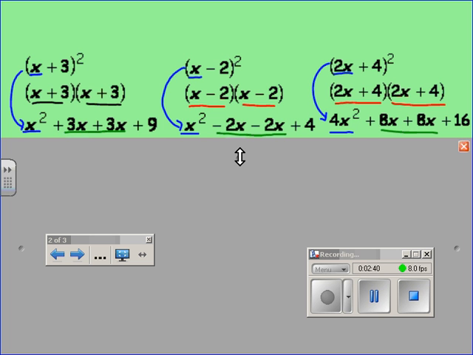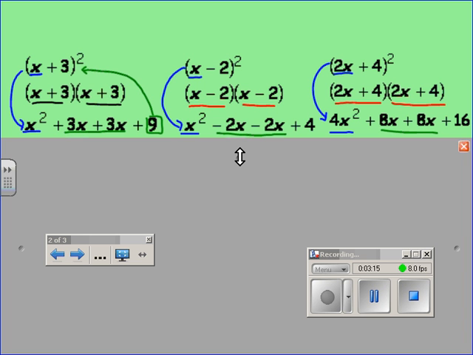If we look at our last term, is there a relationship between our last term and the last term of the answer? If we look here, the first one, we have a 9. Our very last term of our original binomial was a 3. What is the relationship between 3 and 9? You should be able to see that if you square 3, you will get 9. So 9 is that second term squared.